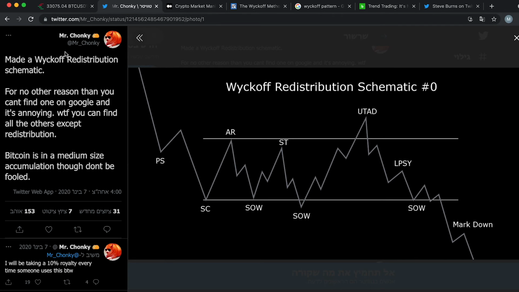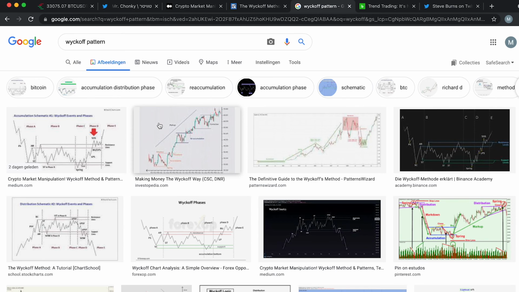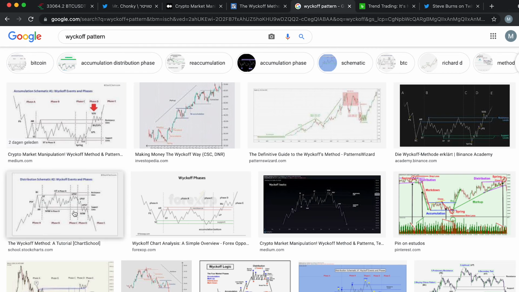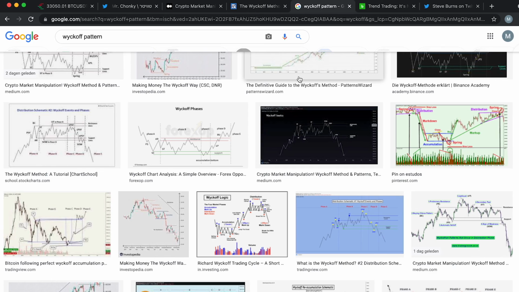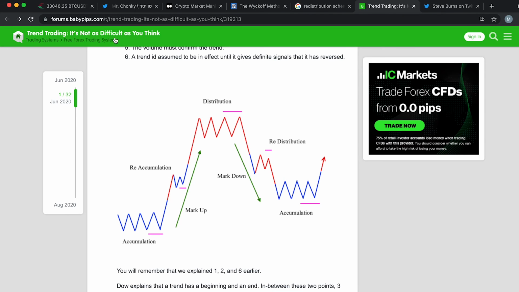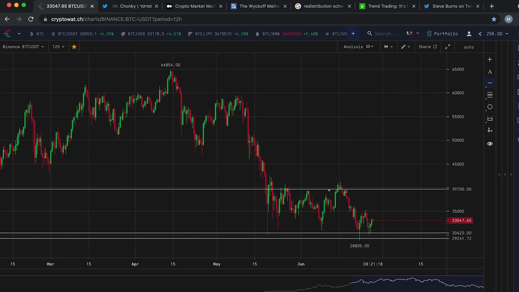And I came across this tweet of Mr. Chonky of a couple months ago where he made a Wyckoff redistribution schematic. And he said that he could not find one on Google, and he's right. When we take a look in the Google search, we only see accumulation and distribution pattern. There's no redistribution schematic. Now the price of Bitcoin is following his pattern and predicts a further downside before we enter the real accumulation pattern.